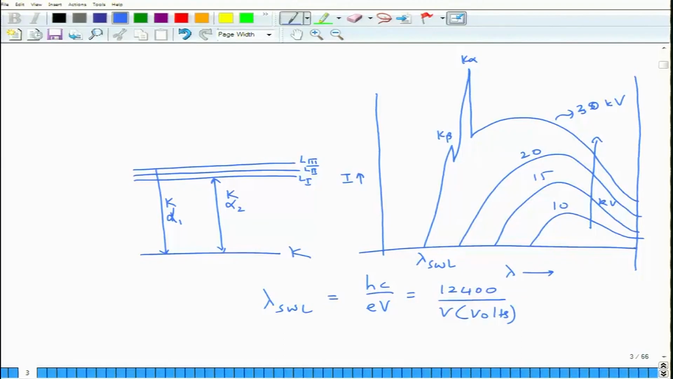What happens to that K electron? That K electron gets emitted, it goes out of the material.